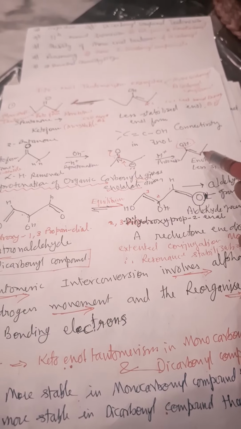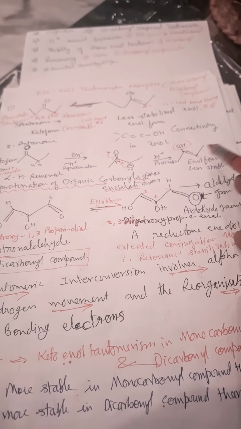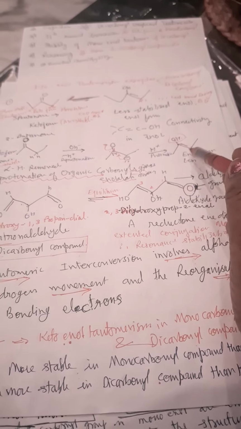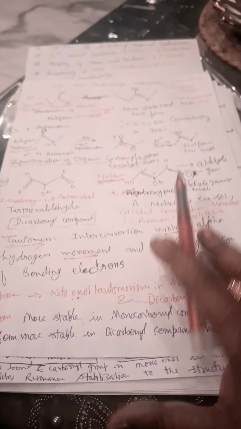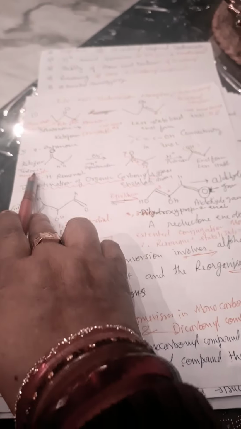You have seen that a highly substituted alkene is stable, like that highly substituted enols are more stable. Okay, so this enol form is there, although it is less stable than the keto form.